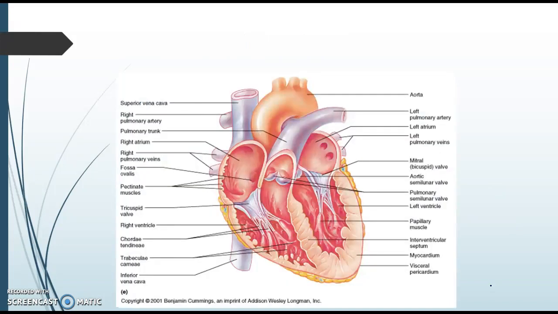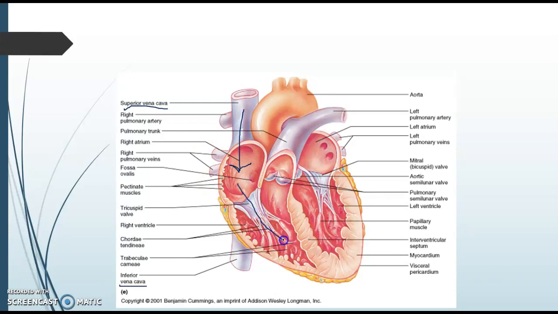So let's go ahead and kind of trace the pathway of blood starting at that right side of the heart, just looking at chambers and vessels. So first we have the superior and inferior vena cava. So these are going to be huge veins that are bringing oxygen-poor blood to the right side of the heart. From the vena cava, it's going to enter into this right atrium.